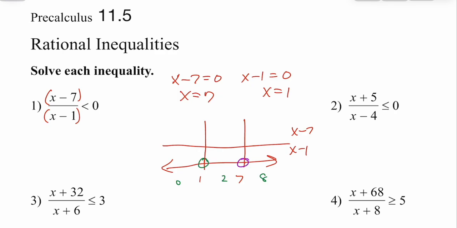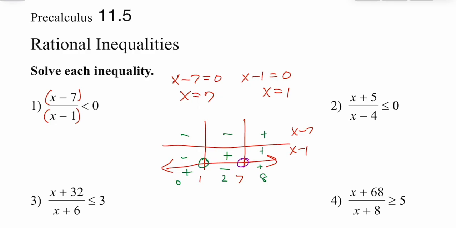If you plug 0 into the top, you get -7, so that's a negative value. 0 minus 1 is also a negative. Now remember, a negative times a negative is a positive. A negative divided by a negative is a positive. They work the same way. So a negative divided by a negative is a positive. Now let's look at 2. If I plug in 2 to both of those values, 2 minus 7 is a negative. 2 minus 1 is a positive. A negative divided by a positive is a negative. And then lastly here, if we plug in 8, we get a positive and a positive, which is a positive.